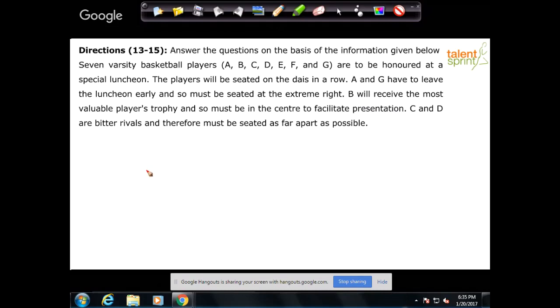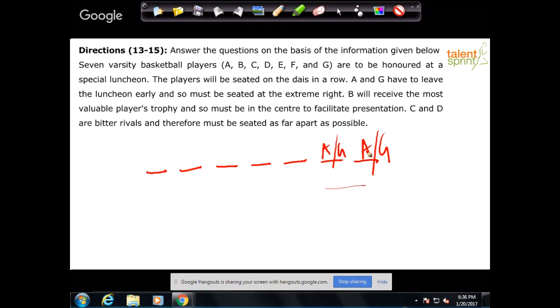So let's chart it out. 1, 2, 3, 4, 5, 6, 7. They tell us that A and G have to be at the extreme right. So A slash G, A slash G. Either of A or G could be sitting here. Because they have to leave, they have to select extreme right.